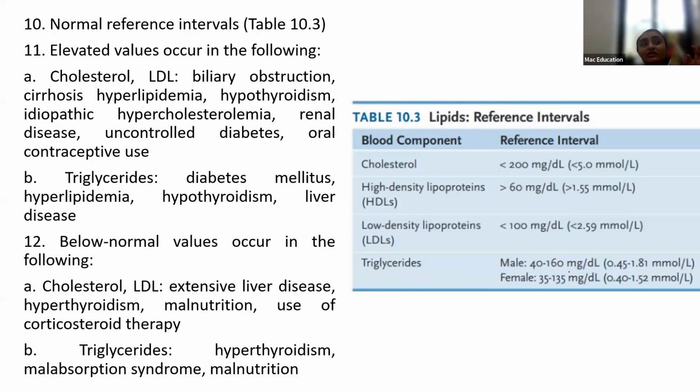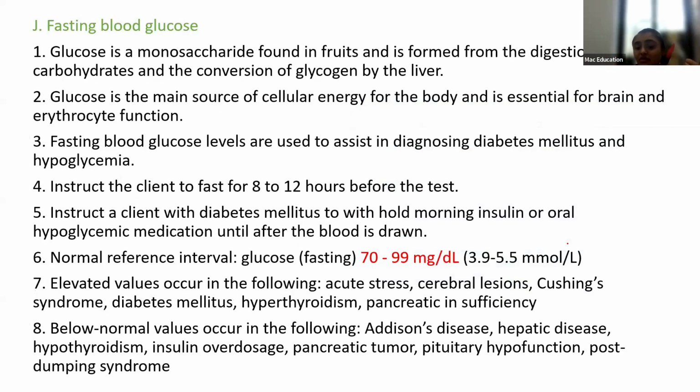Only HDL is the type of lipid which should be more than 60. All the others should be lower. HDL should be higher because it is a good cholesterol. Others are not good cholesterol, so they should be in a limited range or less than the normal value. Then we have seen in which conditions cholesterol and LDL levels become high, in which conditions triglyceride levels become high, in which conditions cholesterol and LDL become low, and in which conditions triglyceride levels become low. Then we have seen fasting blood glucose.